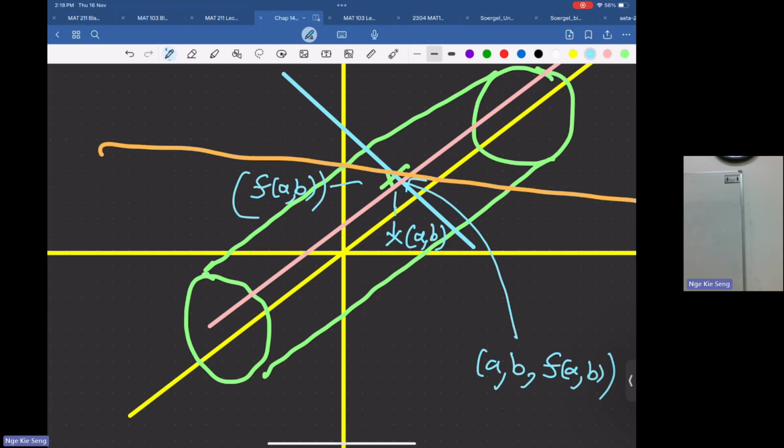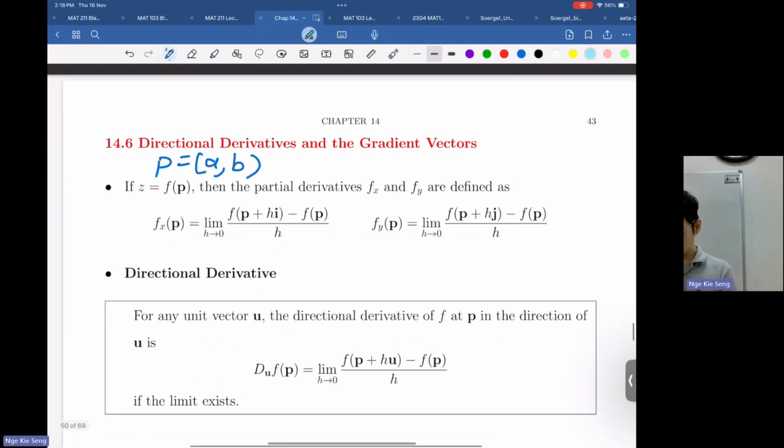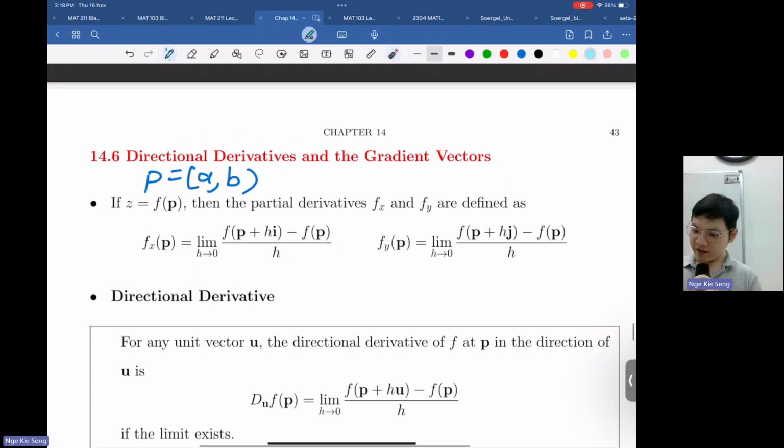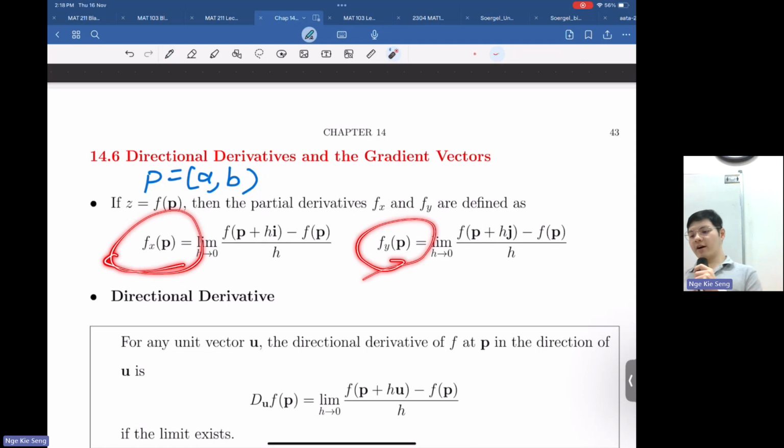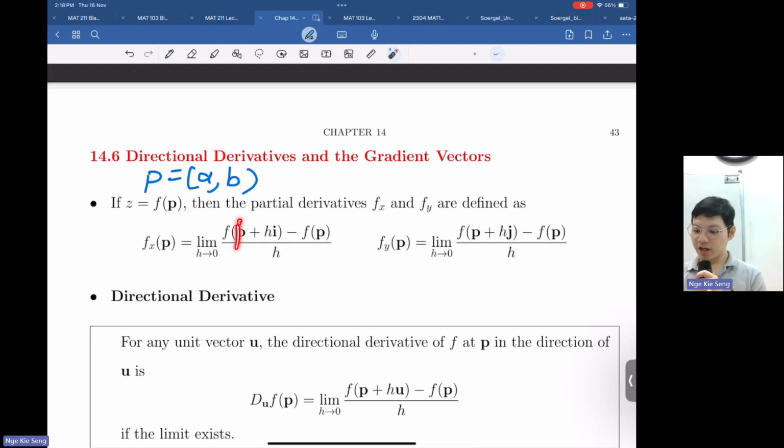And then the function will tell me the value of it. Okay, so f(a,b). How do we define the original fx and fy? We just make changes in the x direction, which is h times i. Does your linear algebra use i, j, k or not? Yes or no? Or e1, e2, e3? Both, everything. Okay, so these are the same thing.